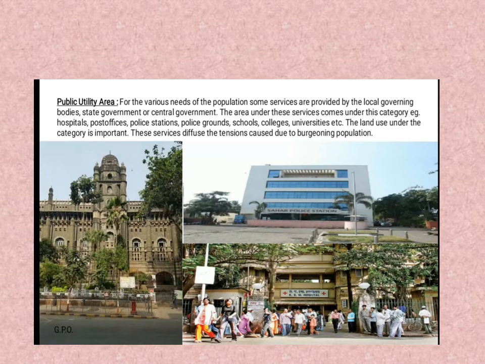Now, the land used under this category is important. These services diffuse the tension caused due to burgeoning population. Pictures over here given are the KEM hospital, the Bombay GPO and the police station.